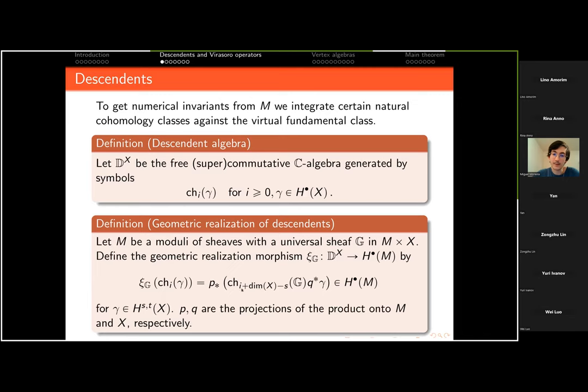The index that I put here is i plus dimension of X minus s, where gamma is a class of Hodge type (s,t). This is so that this class has Hodge type (i, something) as if M were smooth. Of course, in general M will not be smooth, so it doesn't have a Hodge decomposition, but still you should think that this class has Hodge type (i, something). It's a funny definition, but it's part of the Virasoro story that Hodge degrees do play a role in the constraints. By putting a Hodge degree here, I will not have to deal with Hodge degrees from now on. So this is a natural definition just to study the Virasoro constraints.